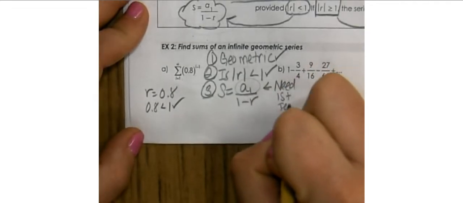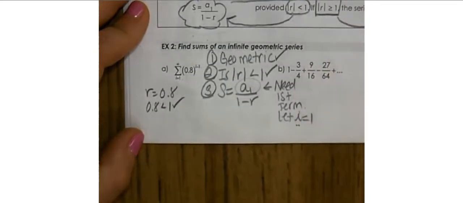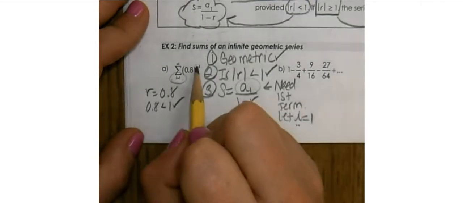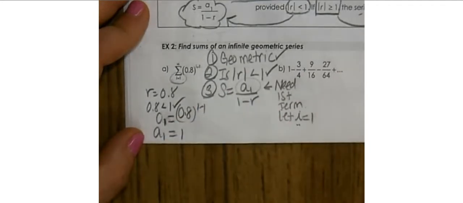So that means I'm going to let i equal 1 in order to help me do that. So i equals 1 is what I'm going to substitute into my rule. So I'm going to write a sub 1 is equal to 0.8 raised to the 1 minus 1 power. 1 minus 1 is 0, and anything to the 0 power is 1. So my first term is 1.